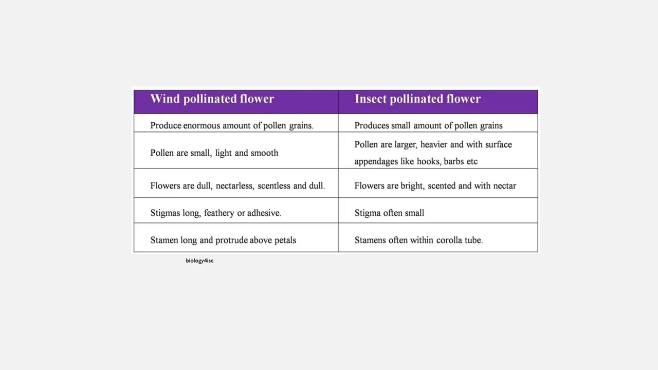Insect-pollinated flowers produce just a small amount of pollen grains. The pollen are larger and heavier. They have hooks and barbs, so they can attach themselves to insects. The flowers are bright, scented, and with nectar. Stigmas are often small, and the stamens are often within a corolla tube, so sometimes the flower has to come up with a way to attract that insect inside its flower.